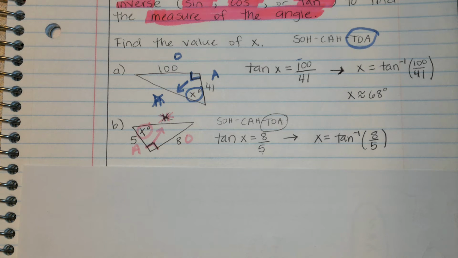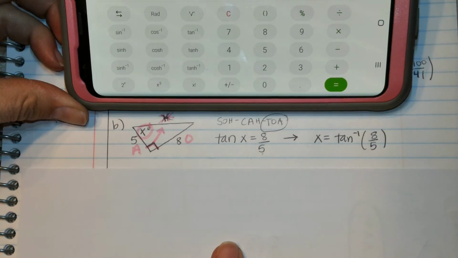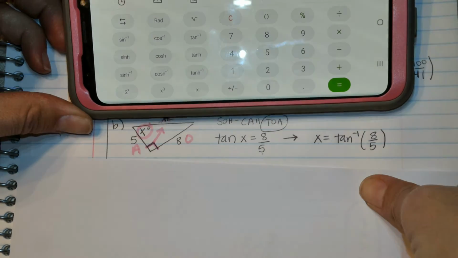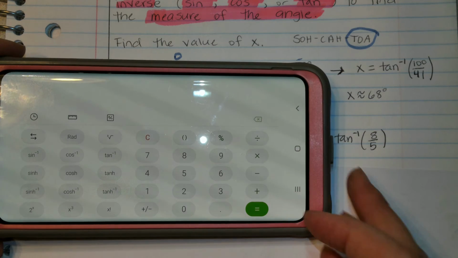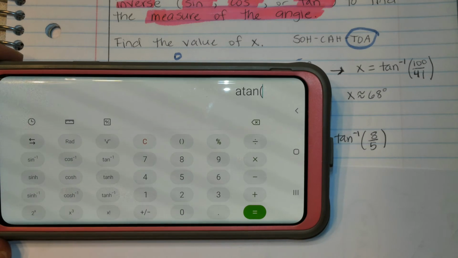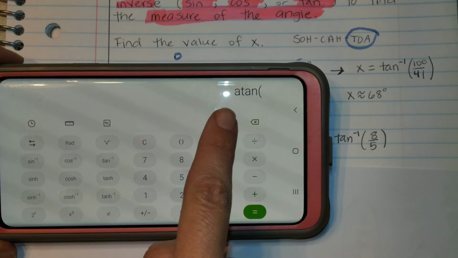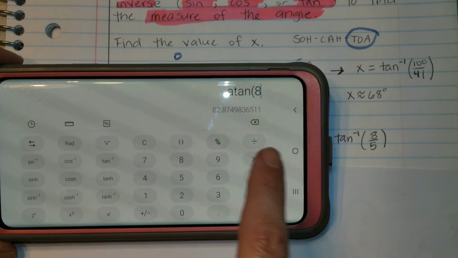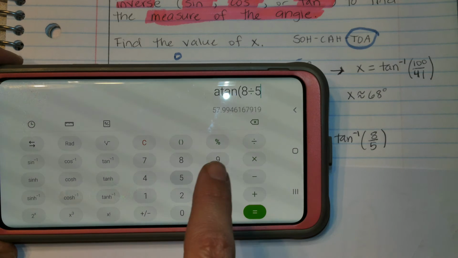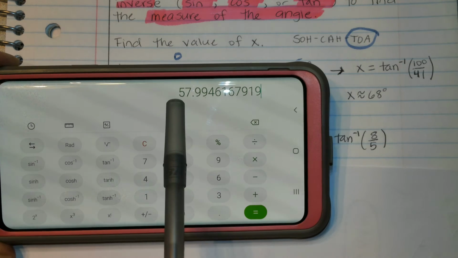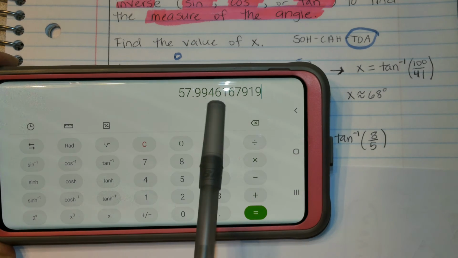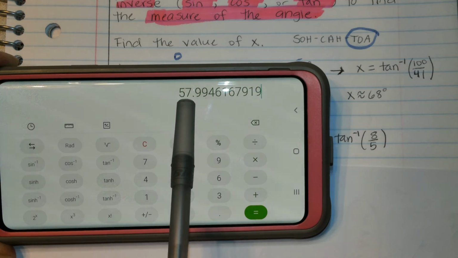So I'll just keep showing it on my standard phone calculator. Okay, so I have to find tan to the -1. For some reason, it looks different right there, but it's still the right one. 8 over 5, so 8 divided by 5. I press equals. I'm still rounding to the nearest whole number, the nearest whole degree. So 57.99 rounds up to 58.